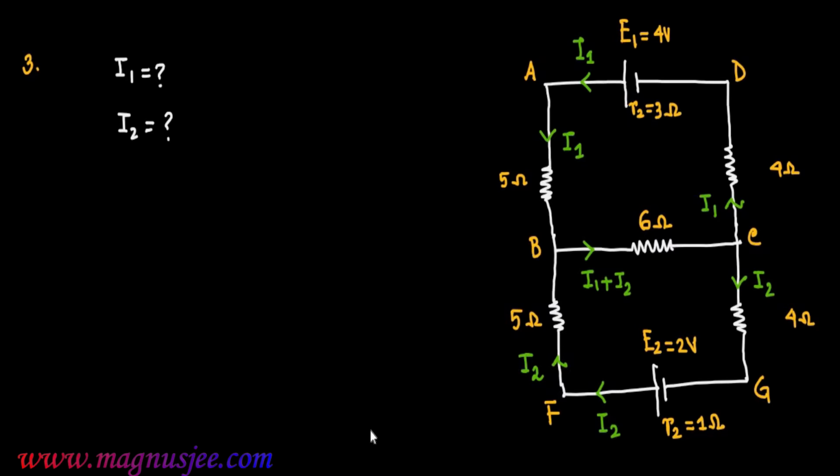A circuit is given and we have to find the value of the currents I1 and I2. I1 and I2 are the two electric currents which are generated from the electric cells of EMF E1 equal to 4 volt and E2 equal to 2 volt.